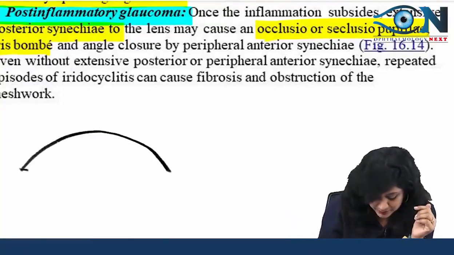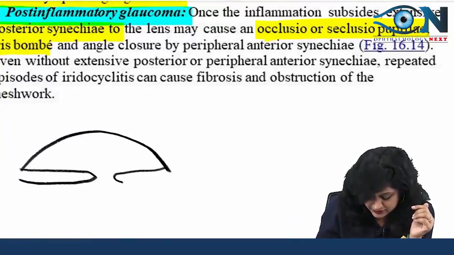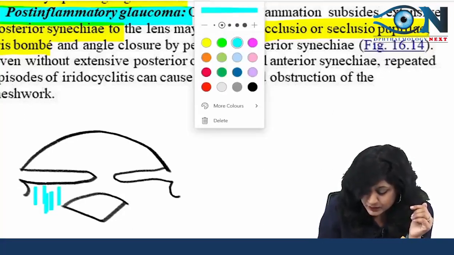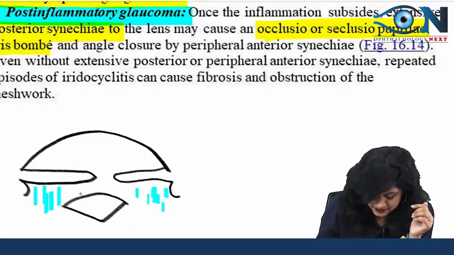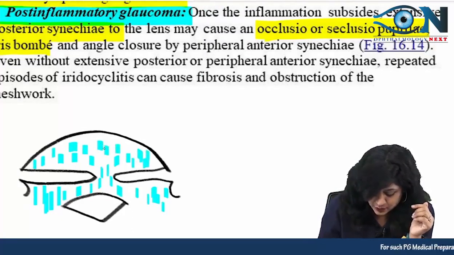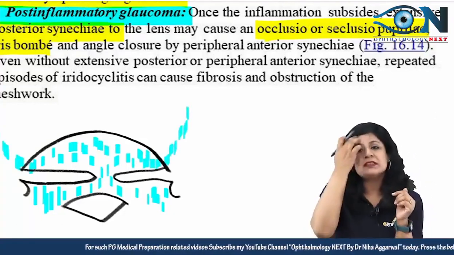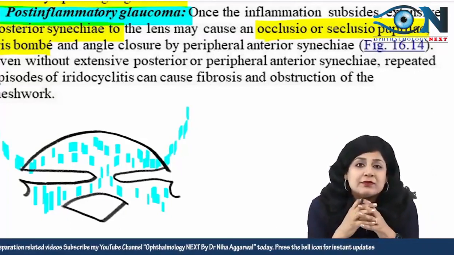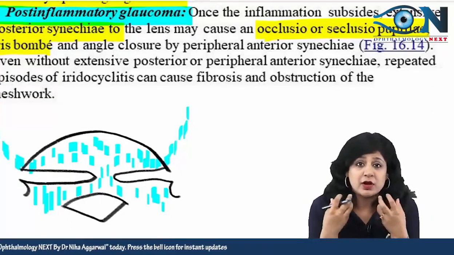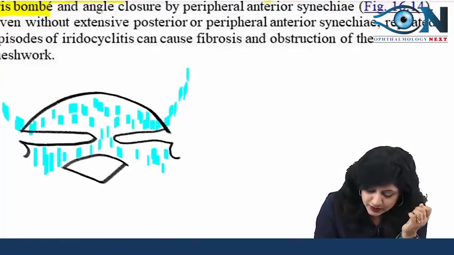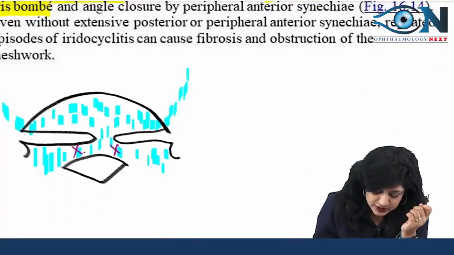Suppose this is your cornea, and we have the iris here, we have the ciliary body, and this is your lens. Now, normally whatever aqueous humor is getting released here, it is going anteriorly, it is going in the anterior chamber, going to the angle of anterior chamber, and then 90% is passing through this trabecular meshwork. This is the normal one. Now, whenever I have seclusio pupillae, you have occlusio pupillae, aqueous humor is not able to pass through it. So, what is happening now? This area is actually blocked. So, this area is now blocked.